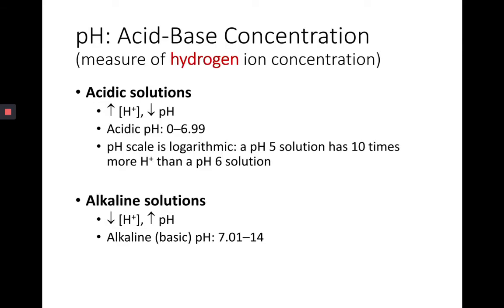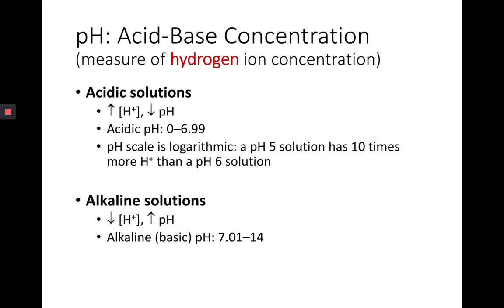The way that we measure acid-base concentration is really just using a unit called pH. pH is the measure of the hydrogen ion concentration. And again, that hydrogen ion is essentially a bare proton. An increase in the hydrogen ion concentration means we have a pH that is acidic. Low pHs are acidic, anywhere from 0 to 6.99 on a scale of 0 to 14 is considered acidic. Whereas a pH of 7 is neutral.